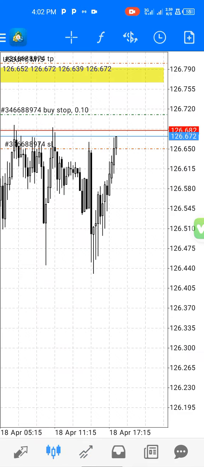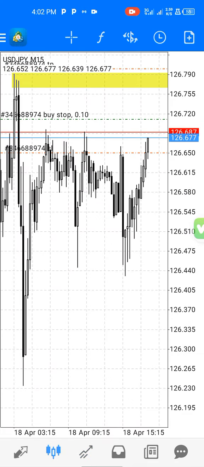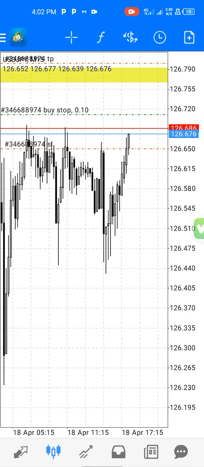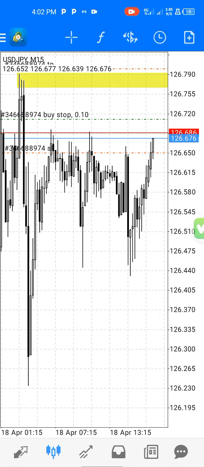Now let's talk about the sell stop and sell limit. All right, now you can see from this little explanation, let's still use this. Let's assume that the price goes up as anticipated and comes to this area.